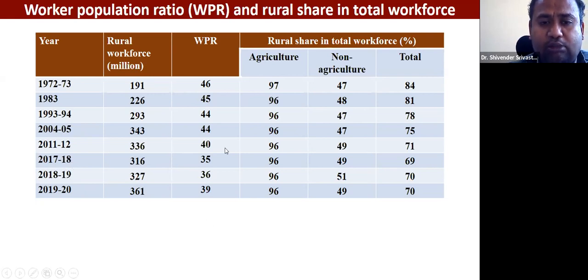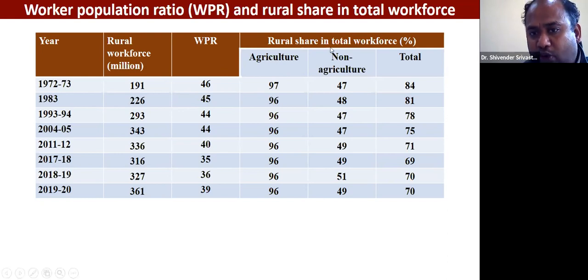There we can see some of the ratios, like the worker population ratio, which means that out of the total population, how many workers are there. If we divide, we see the contribution of rural in the total workforce. You can see this. The WPR is declining over a period of time. It means that over a period of time, the workers are increasing, but population is increasing more than the workforce. So that's why the worker population ratio is decreasing over a period of time.